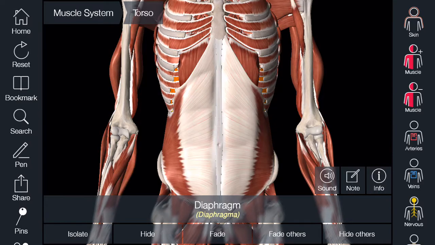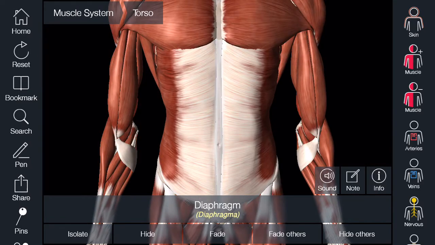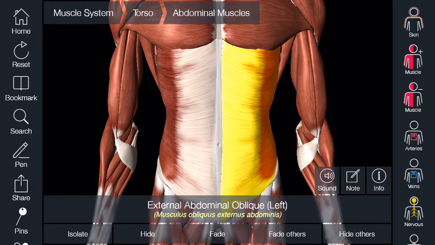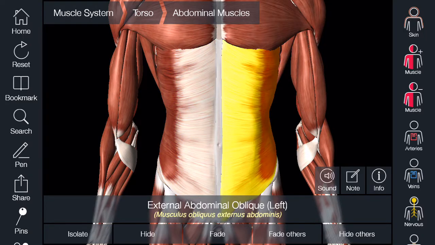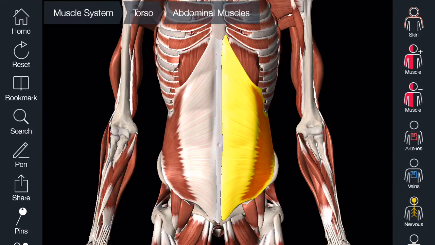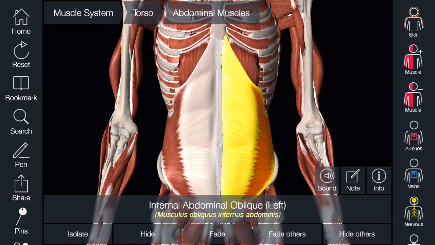Moving on to the muscles of the abdominal wall, we have the external obliques. You have two of them. The action is compression of the abdomen and flexion of the body at the lumbar region. You have your internal obliques. I'm going to have to remove a layer off this guy. Internal obliques. Again, action is compression of the abdomen and flexion of the body at the lumbar region.